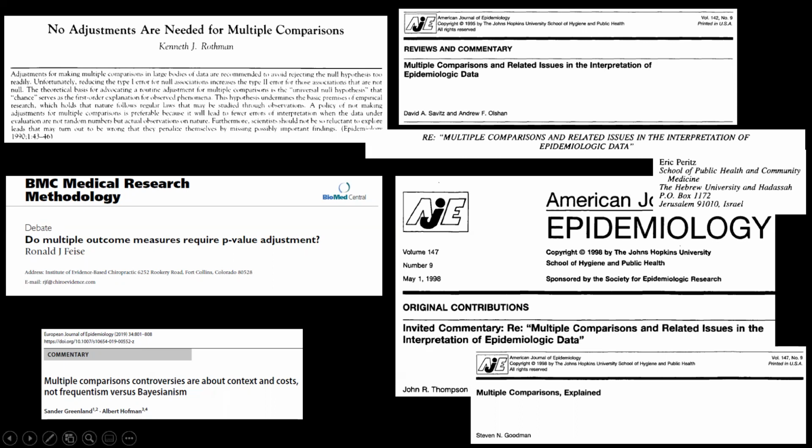So this one on the bottom left is one of my favorites because it's getting at this notion that what the real concern is about is what is the bigger error to make that we're most worried about. And they reframed it as looking at context and costs rather than what is the underlying math behind it.